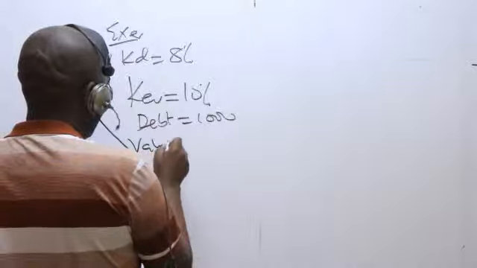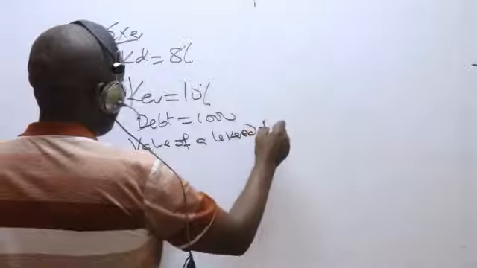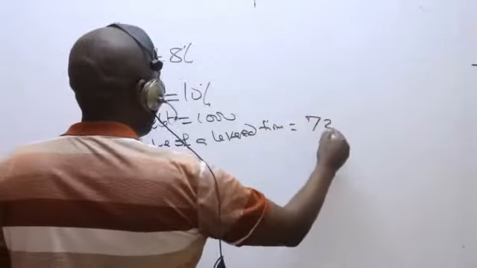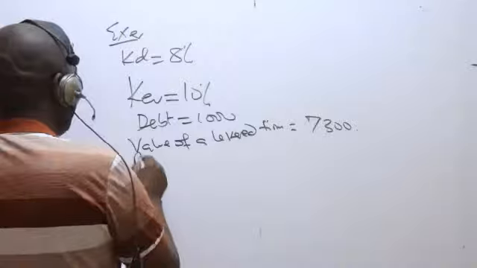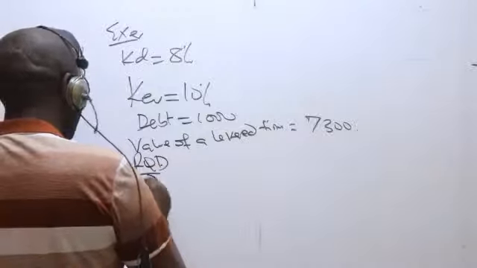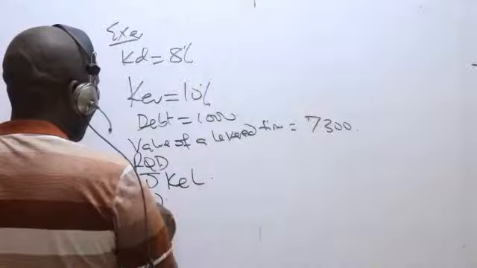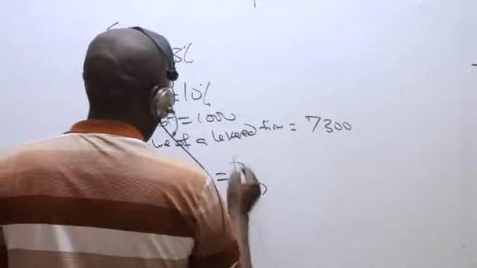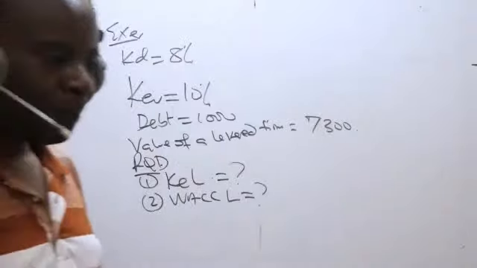Value of a levered firm, 7,300. Required, number 1, KL. Number 2, WACC of a levered firm. Those 2. In 3 minutes, we should be able to finish those 2.